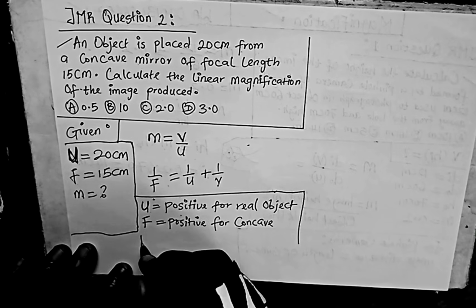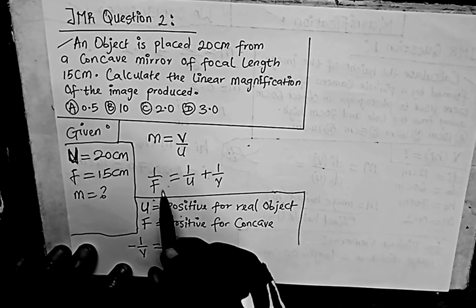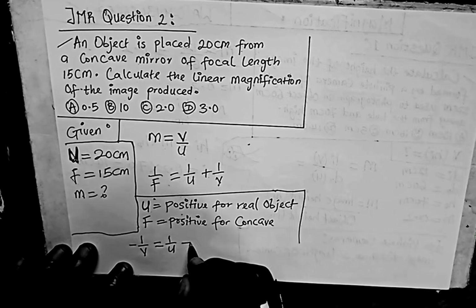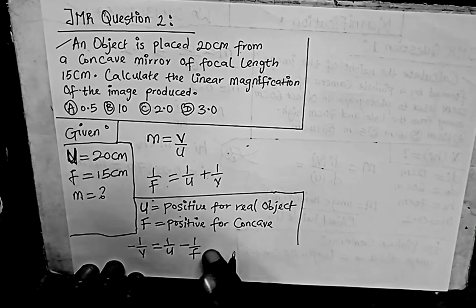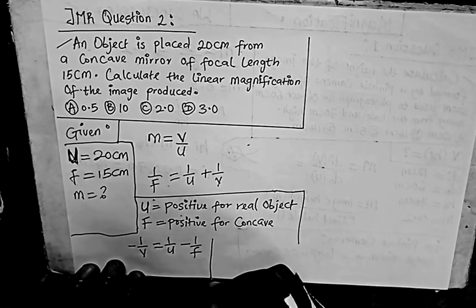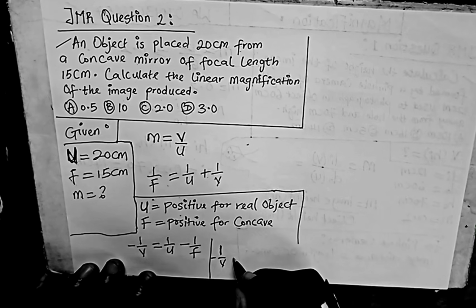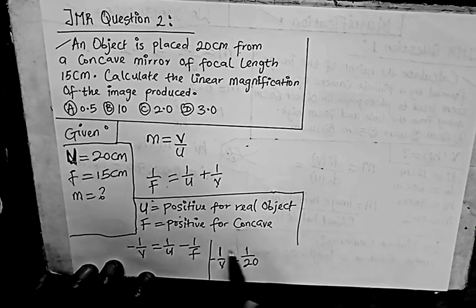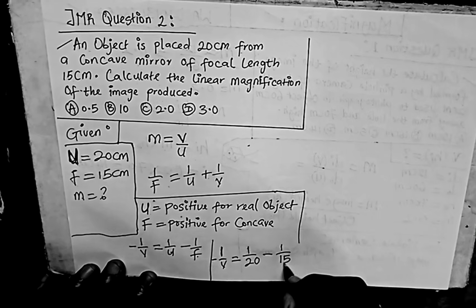If 1 over V comes to this side, we carry minus: 1 over V is equal to 1 over U minus 1 over F, when 1 over F moves this side it carries minus. Then we substitute: minus 1 over V is equal to 1 over 20 minus 1 over 15.